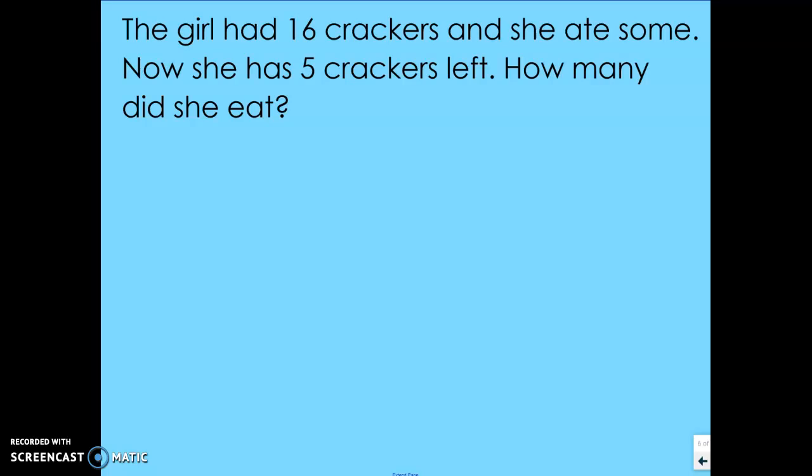Last one. The girl had 16 crackers, and she ate some. Now she has 5 crackers left. How many did she eat? Okay, let's talk about this. She had 16. She ate some. Now she has 5 left. I'm underlining "left" because I know that's important. How many did she eat?